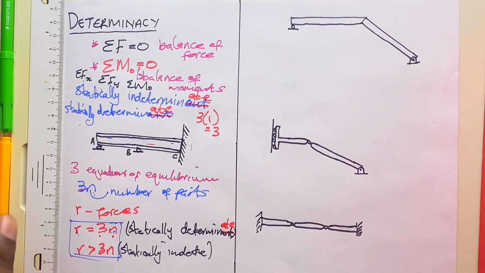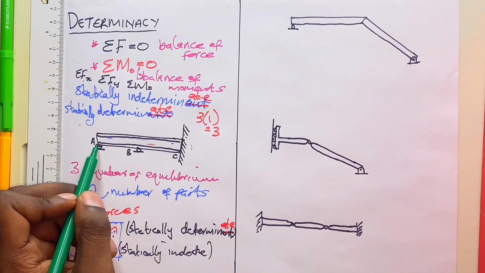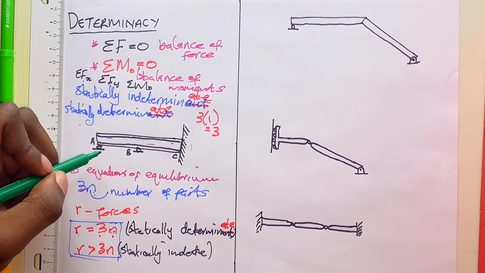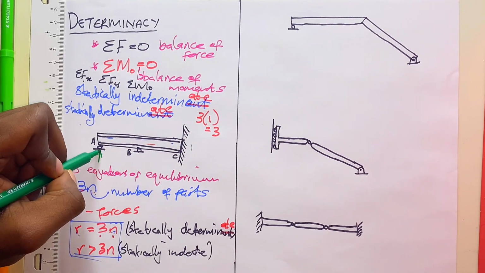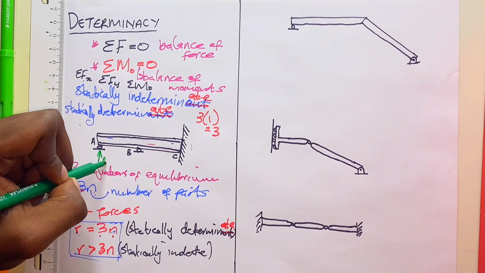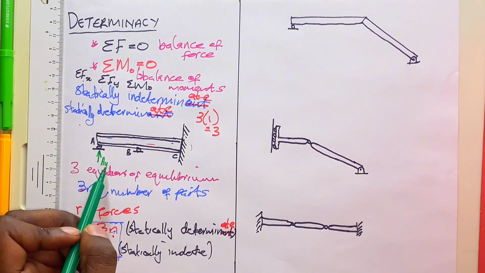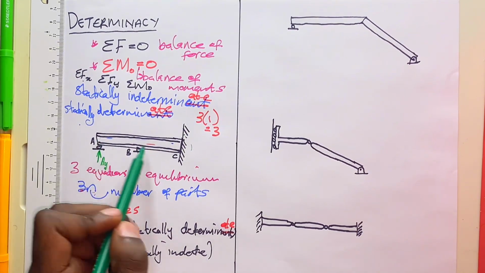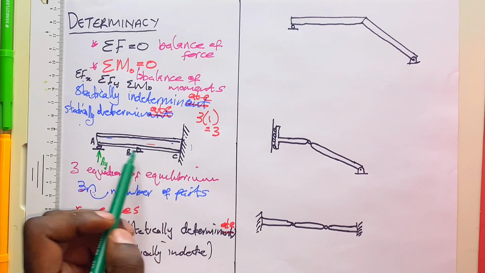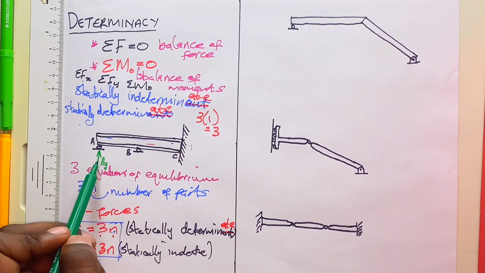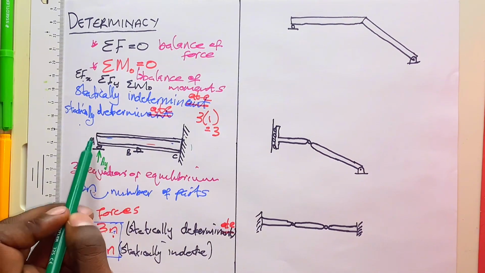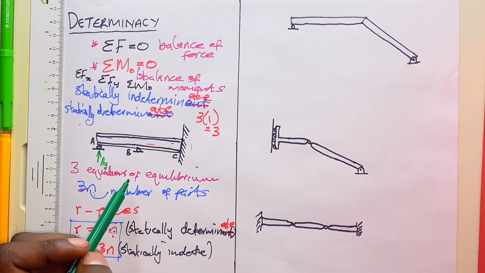Now, at A, we have a roller, and you know that a roller allows translation in the x-axis, but it supports the member in the y-axis. So we'll have a reaction there, AY. So your beam, maybe let's say this is some sort of floor. The beam that supports your floor will have a reaction at A, and that reaction will be in the y-axis, because a roller supports your member in one axis.